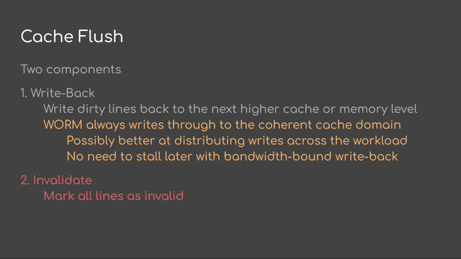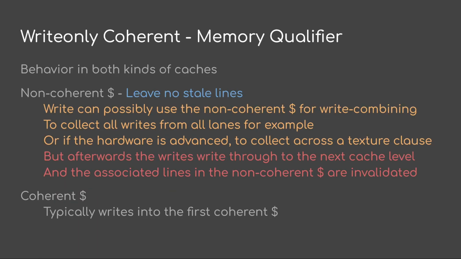Let's talk about cache flushes. There's two components. We got write-back. Write-back writes dirty lines back to the next higher cache or memory level. Worm always writes through to the coherent cache domain at the point of the store. The second component of a cache flush is the invalidation, the marking of the lines as invalid. Now let's go back and look what write-only coherent means, that memory qualifier, in the two kinds of caches. In the non-coherent cache, it means leave no stale lines. Writes could possibly use the non-coherent cache for write combining to collect all writes, say, from all lanes of a wave.